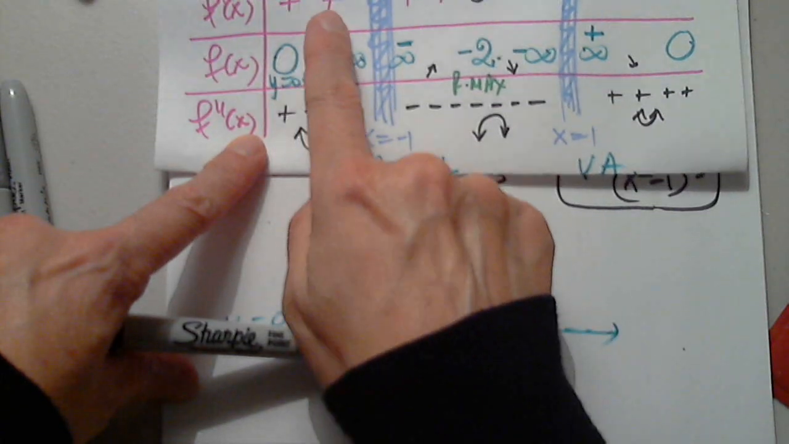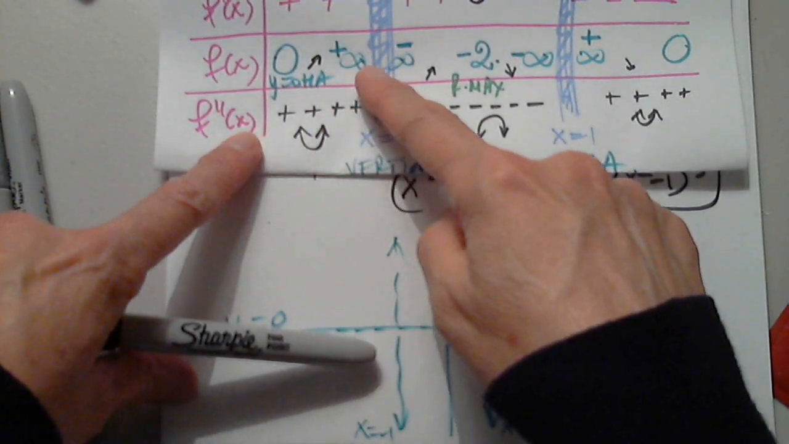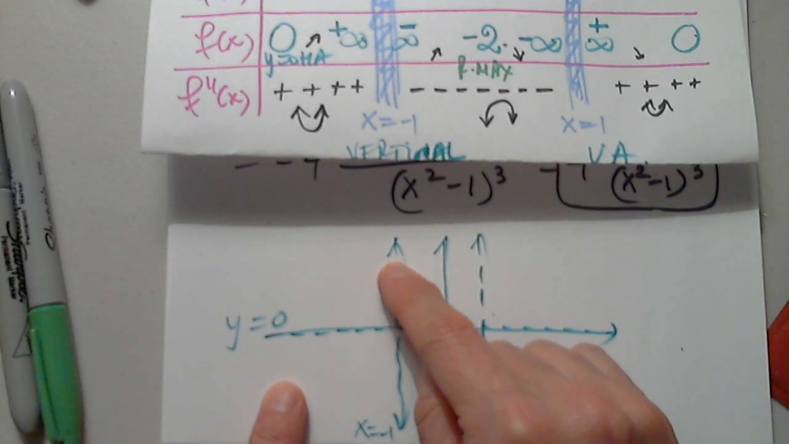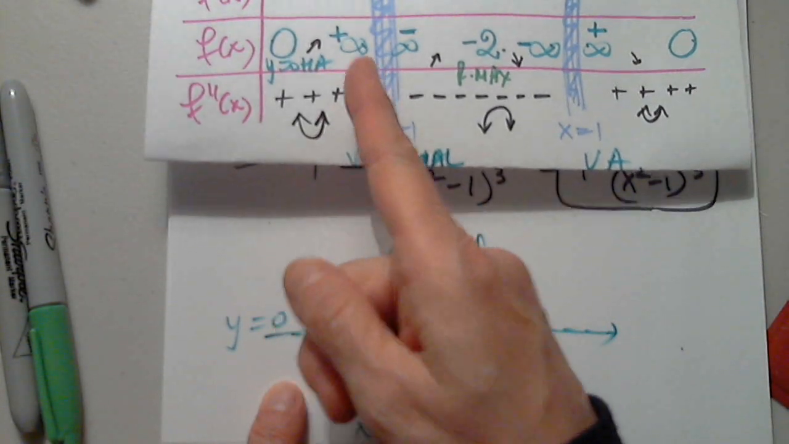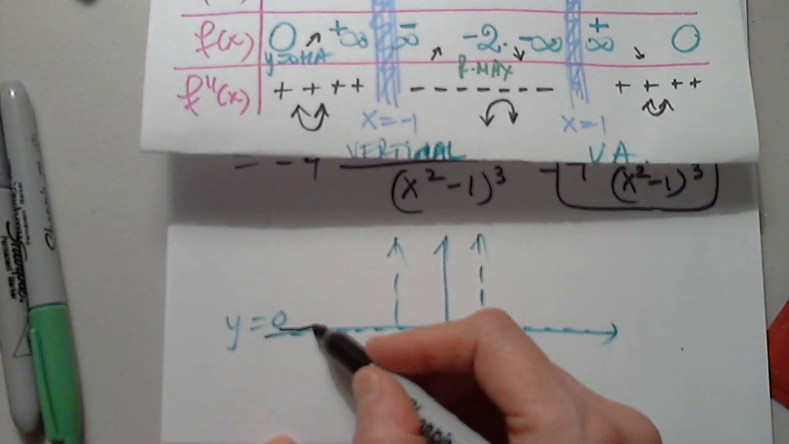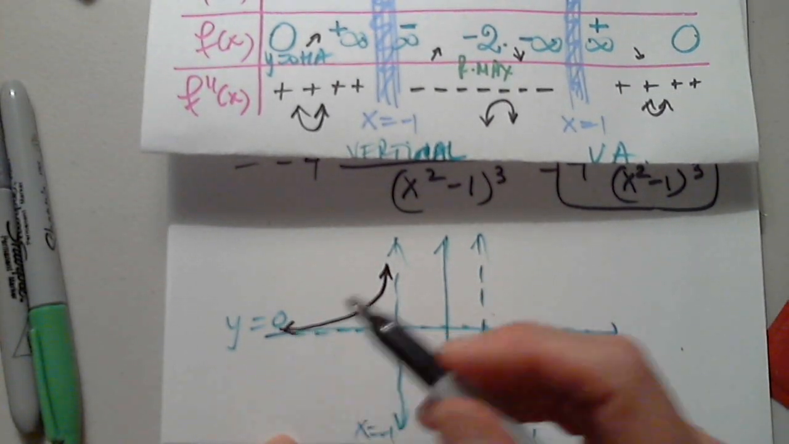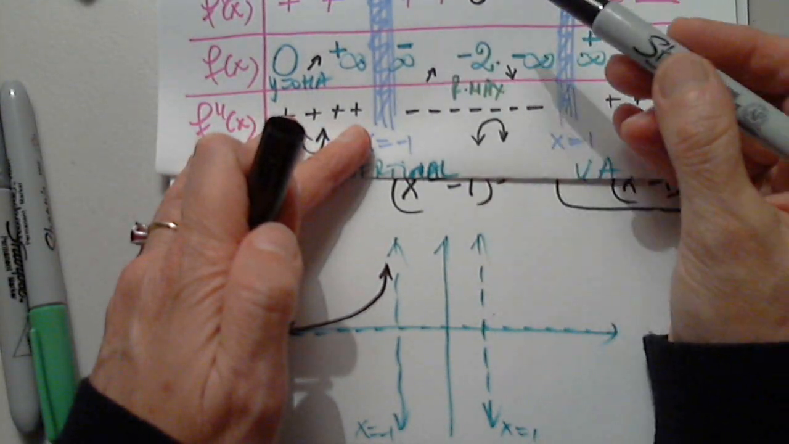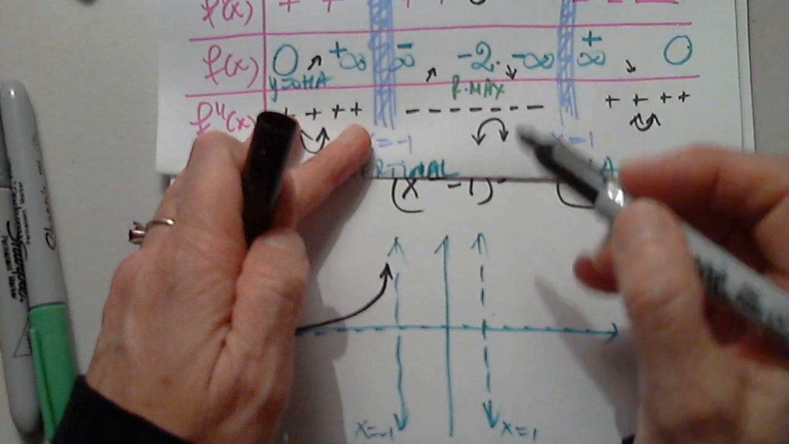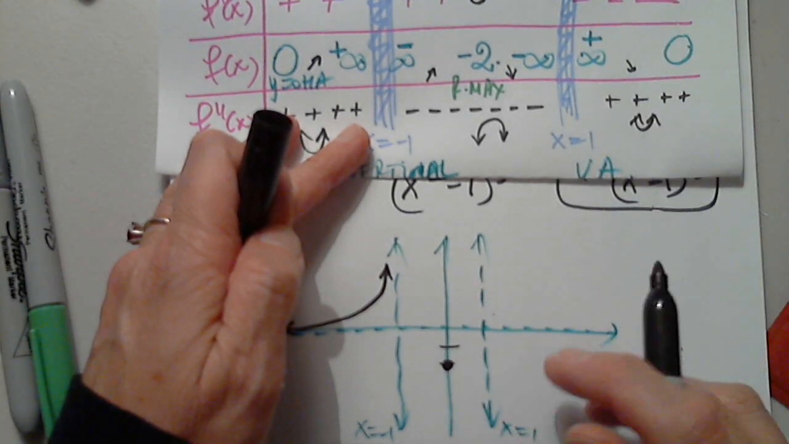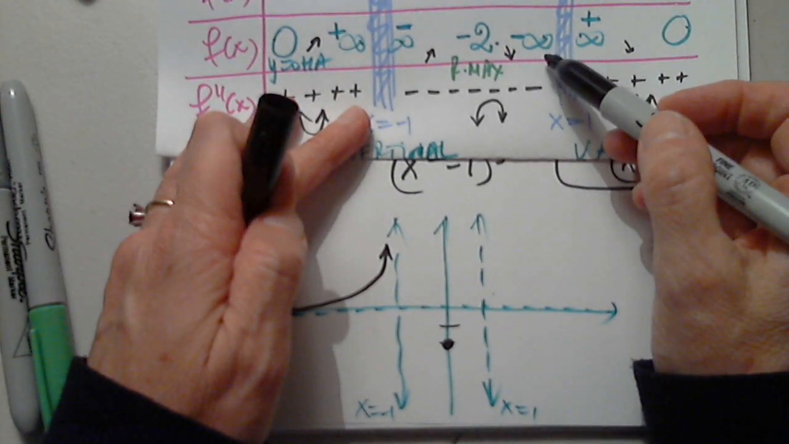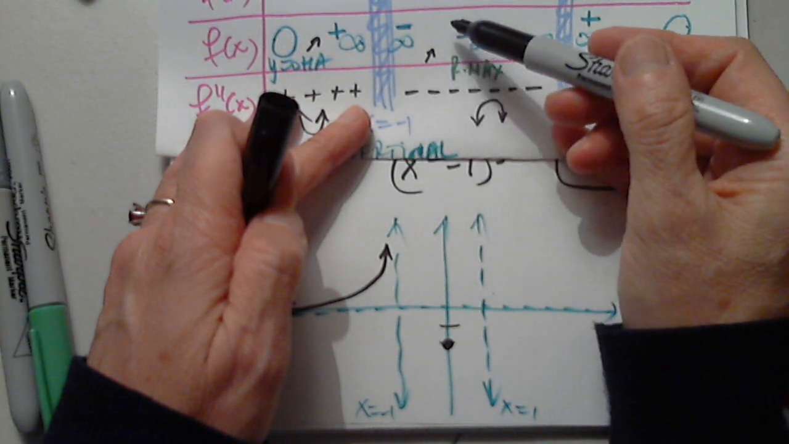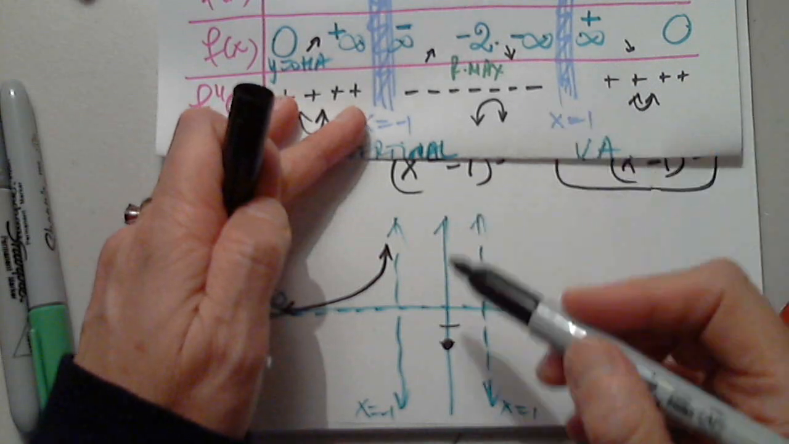Opening up, increasing to infinity. From 0, opening up, increasing towards infinity before hitting the vertical asymptote. Done. In the middle, coming from negative infinity, crossing at 0, -2, coming back to negative infinity. From negative infinity up to the maximum, down to negative infinity.